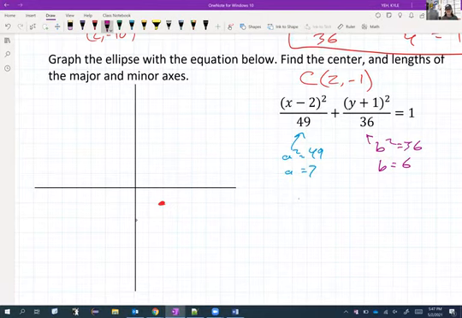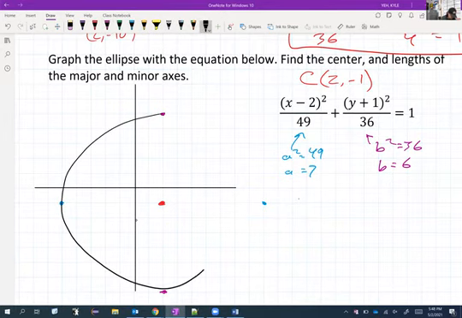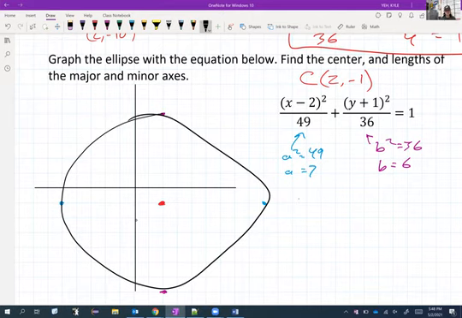But which way should I go? Up, down, left, right for my major axis? Which way for my minor axis? Is this an up-down ellipse or a left-right ellipse? Well, the x's are over the larger number. The x's are over 49. That means the major axis is in the x direction. So I'm going to go 1, 2, 3, 4, 5, 6, 7. And then the y's 1, 2, 3, 4, 5, 6. So almost a perfect circle, just a little bit smaller in that y direction. And there's my ellipse.